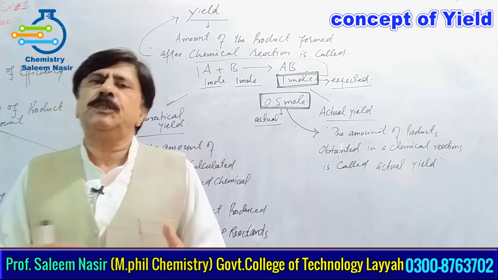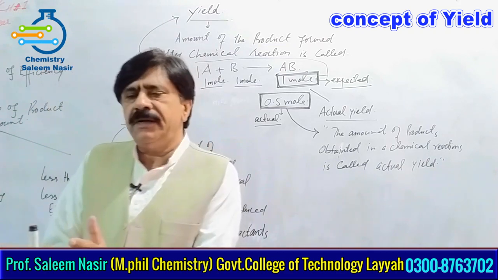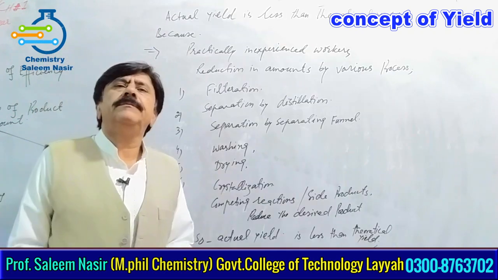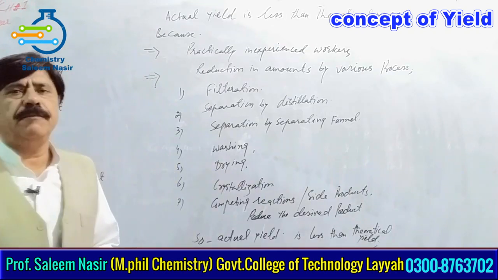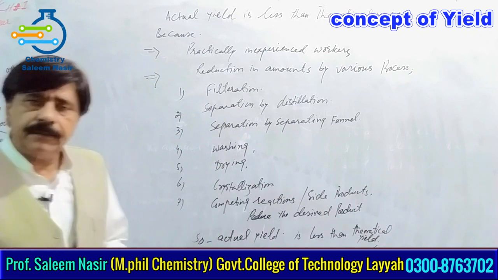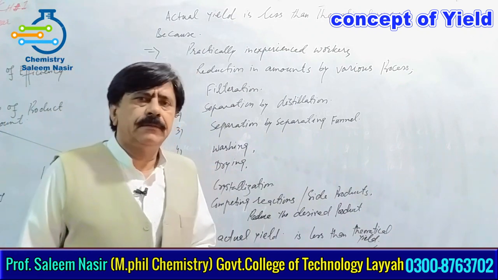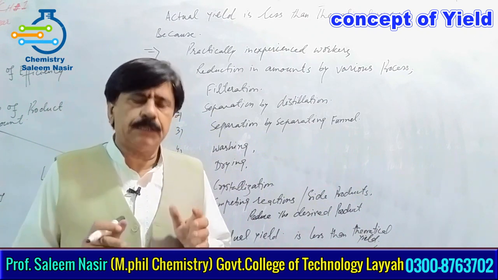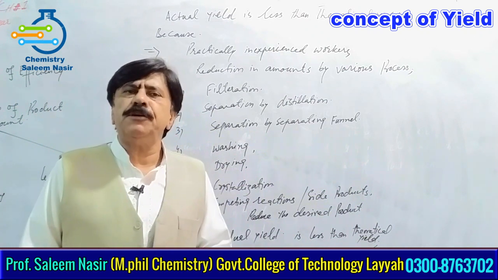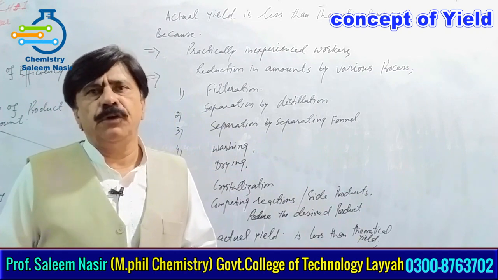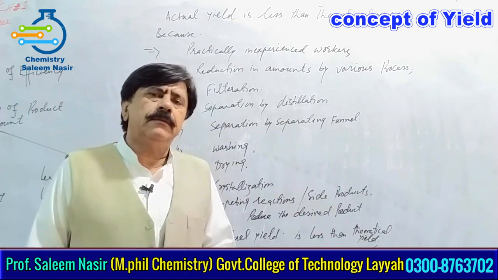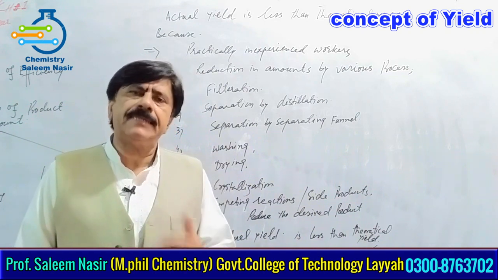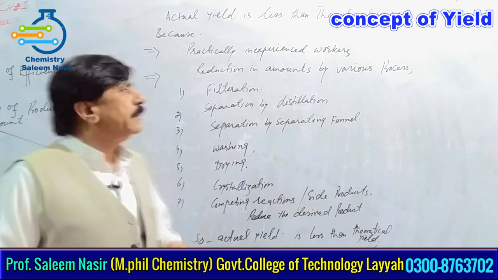And now I will explain why the actual yield is less than the theoretical yield. Students, as I have mentioned, the actual yield is less than the theoretical yield, the expected yield calculated from the balanced chemical equation, and the reason behind that comprises different factors.